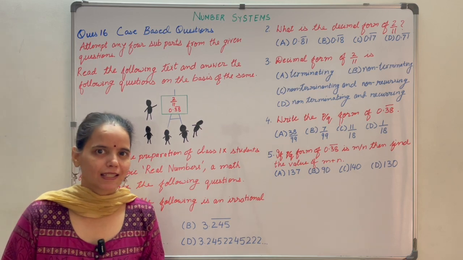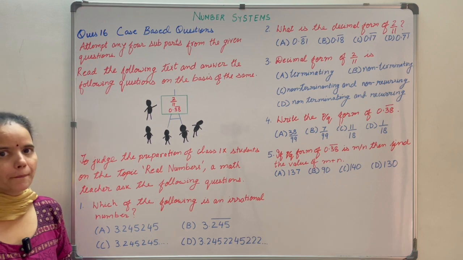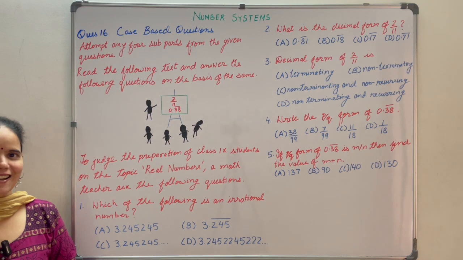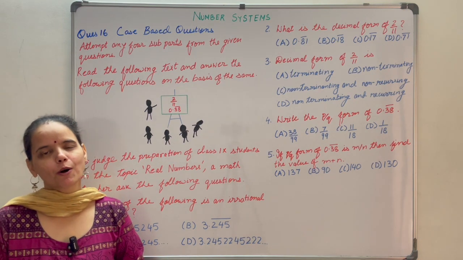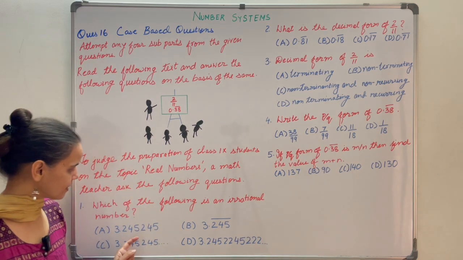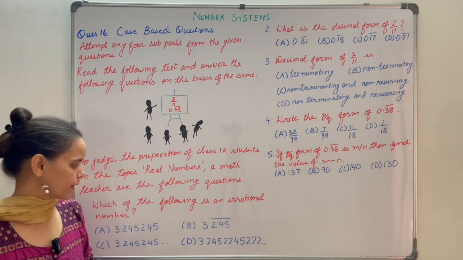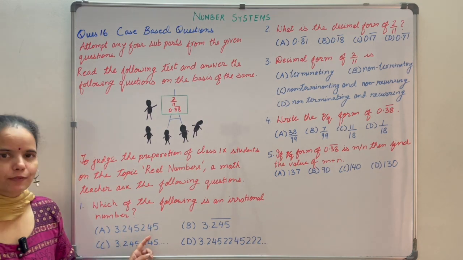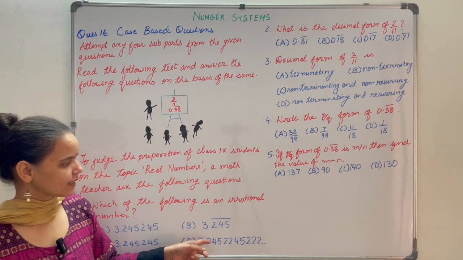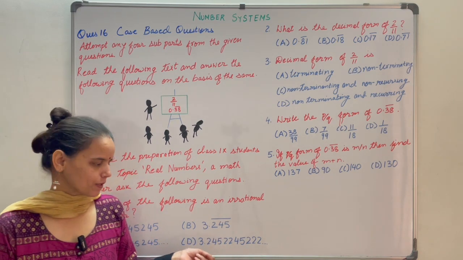So let us start and take the first question. Which of the following is an irrational number? So you need to check which number out of these is an irrational number. So you know the decimal form of an irrational number is non-terminating, non-recurring. And here in the options they have given you only the decimal forms. So let us check one by one. So here you can see the decimal form is terminating. So of course this is not the correct option. Here the decimal form is non-terminating, recurring. So this is also not the correct option.